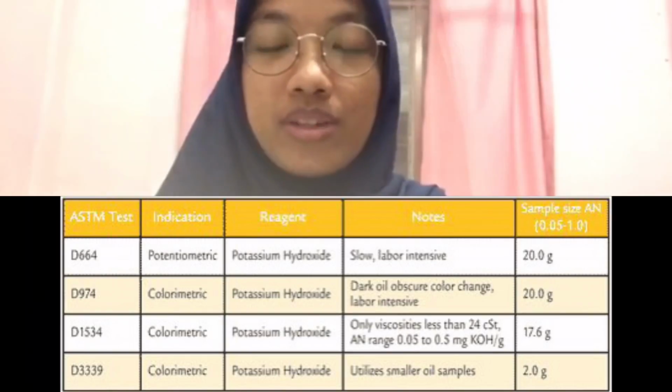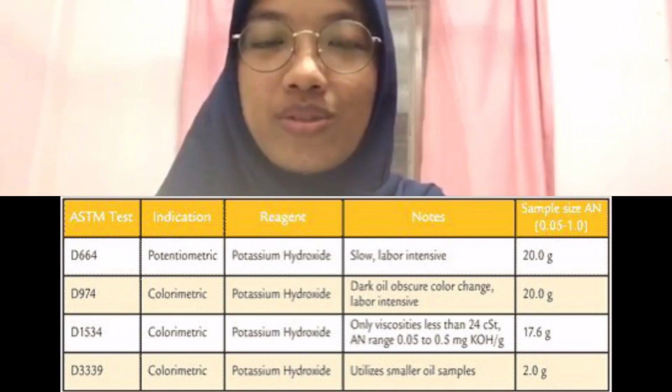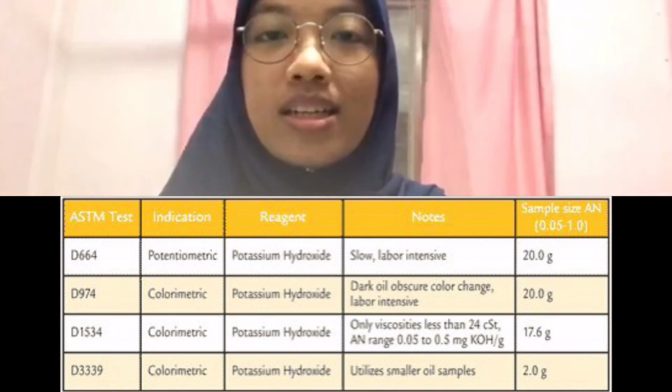The first one is potentiometric, and the second one is colorimetric. The objective is to understand the role of acid number as a tool to monitor the condition of machine, and the last one is to analyze the acid number changes. That's all from me. So I pass to my teammate to present the next point.